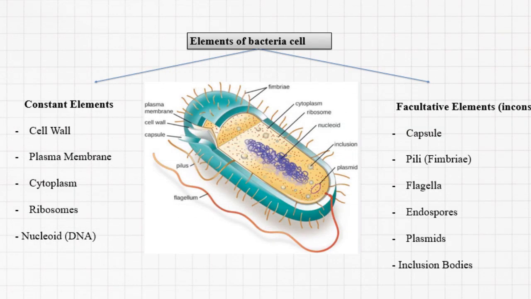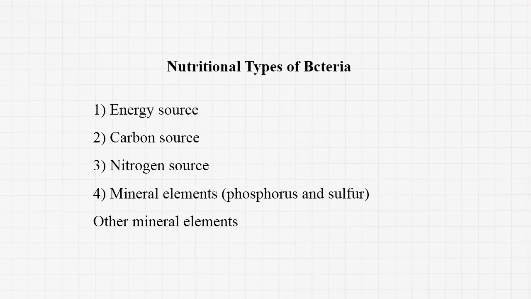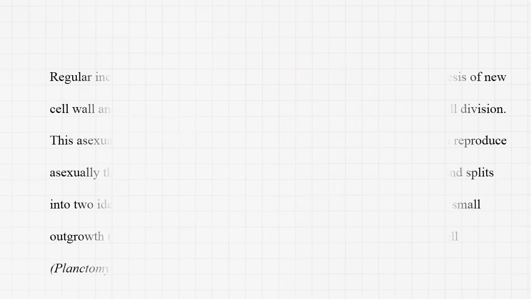Some bacterial structures such as DNA and the cell wall are always present. Others like endospores, capsules, or flagella appear only in certain bacterial species. Bacterial growth is influenced by 5 main factors. We have water, temperature, pH, oxygen, and nutrient availability. Then we look at bacterial nutrition and how they get energy, carbon, and other elements.